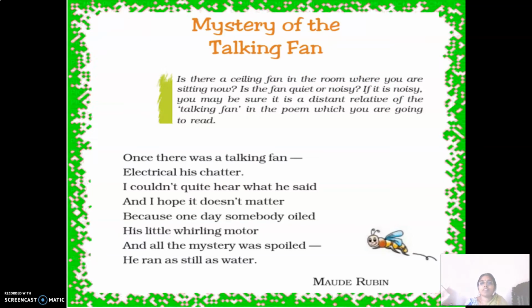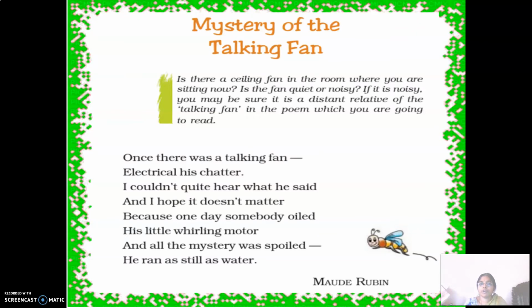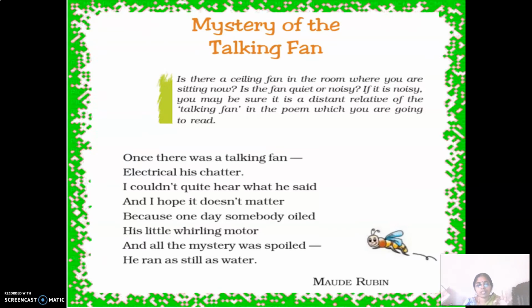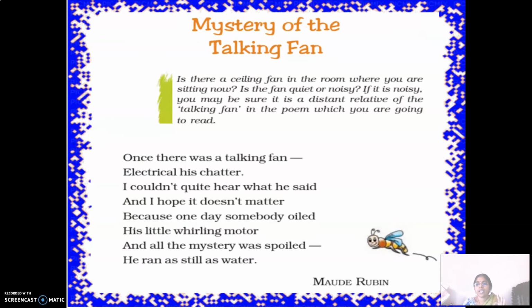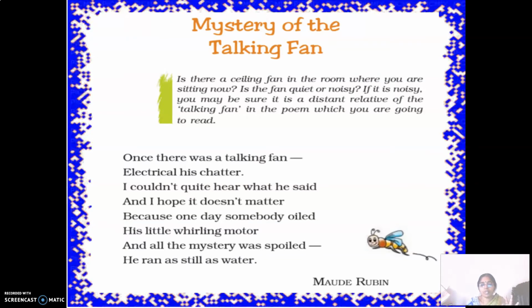Is there a ceiling fan in the room where you are sitting now? Is the fan quiet or noisy? If it is noisy, you may be sure it is a distant relative of the talking fan in the poem which you are going to read, right? So, three times we'll read the poem, and if you have any doubts, we will sort it out. The author of the poem is Maude Rubin, right?